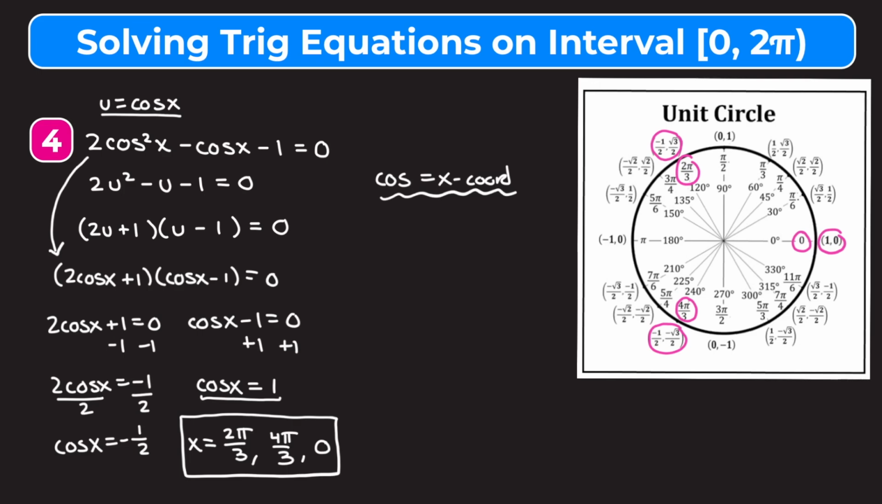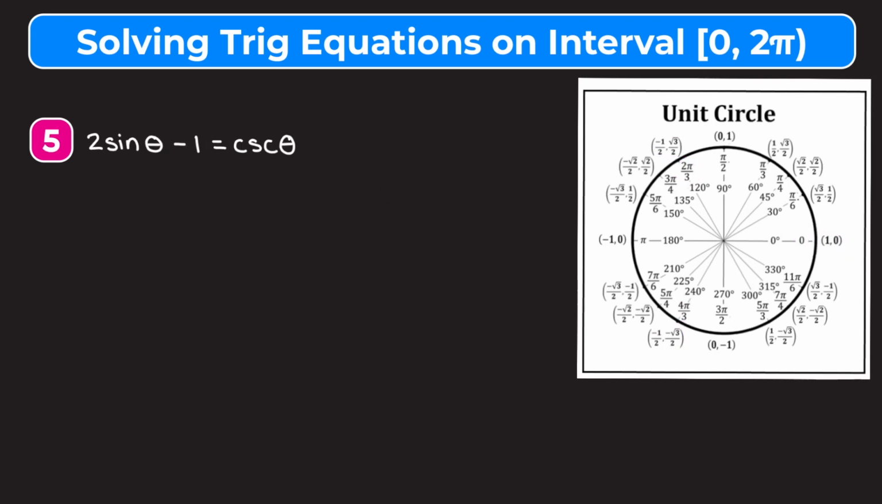Now we're going to go through two examples where we've got multiple trig functions in each equation. So in example 5, we have 2 sine theta minus 1 is equal to the cosecant of theta. So this time we have a sine theta and a cosecant of theta. And we really can't do much with this unless we change one trig function into the other.